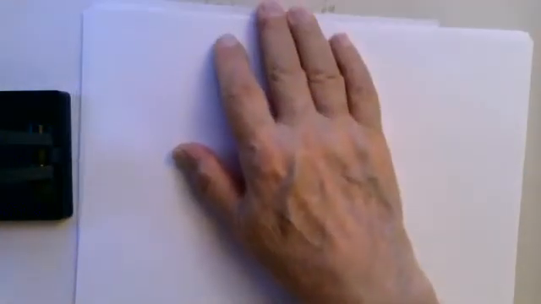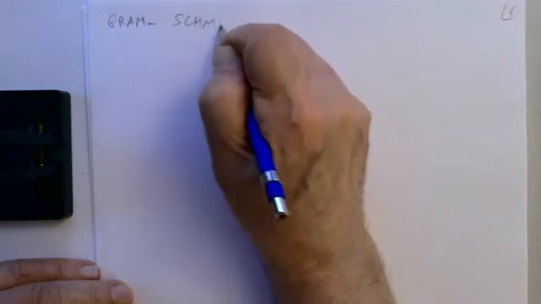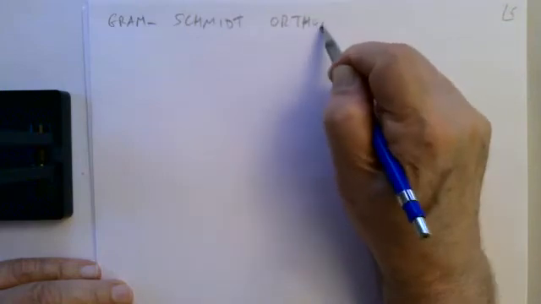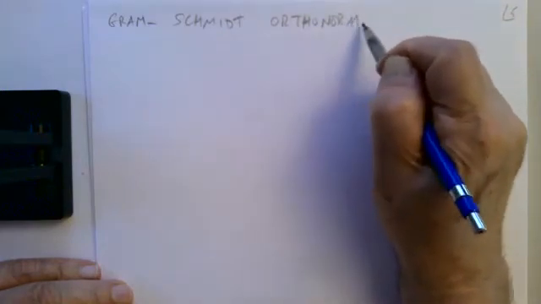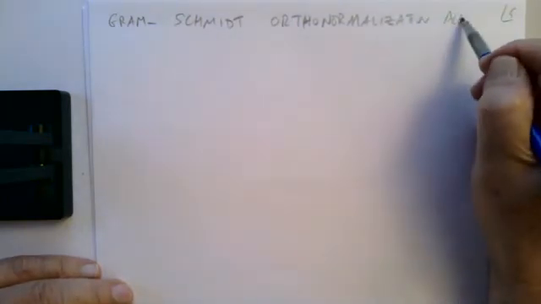And the question is, given a finite dimensional vector space, can you construct an orthonormal basis for it? And if so, how do you do it? There is a way to do it, and it uses what is called the Gram-Schmidt orthonormalization process or algorithm.